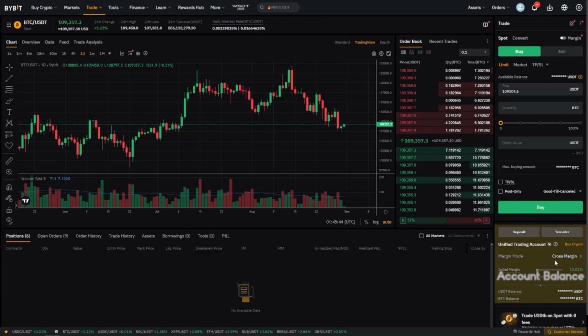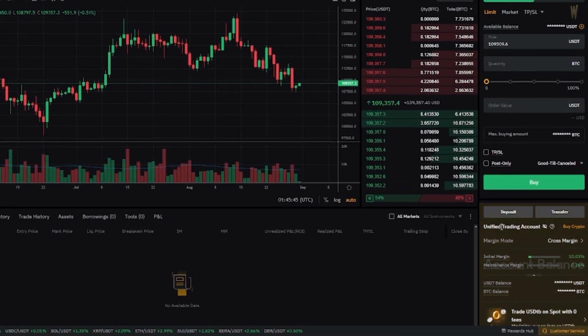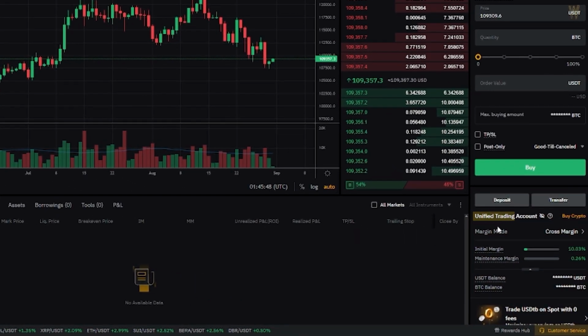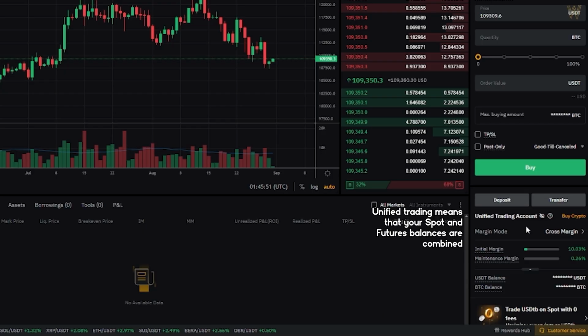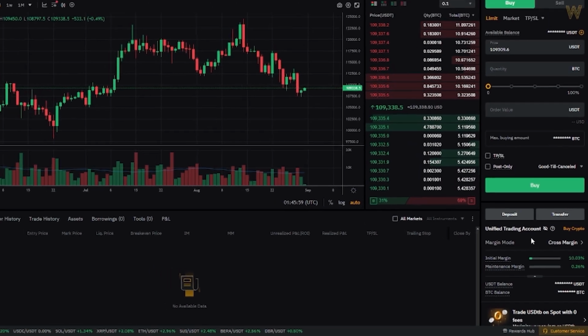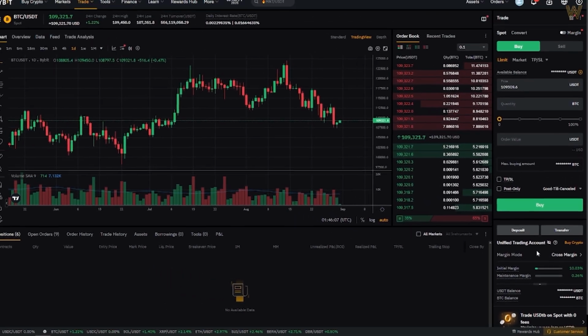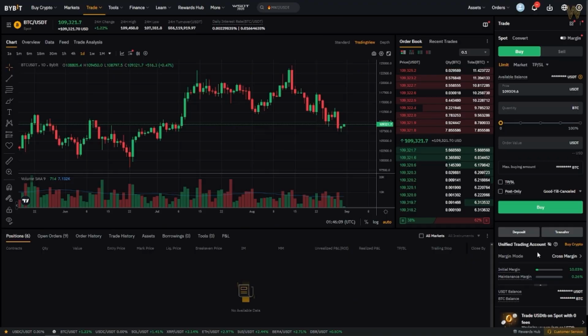Lastly, your account balance. At the bottom right, you will notice Bybit shows you something called Unified Trading Account. This means that both your spot balance and your futures balance are displayed together. This is different from what other exchanges do. And if you want to know more about how the Unified Trading Account system works, click on the question mark icon. Now let's get into the order types.